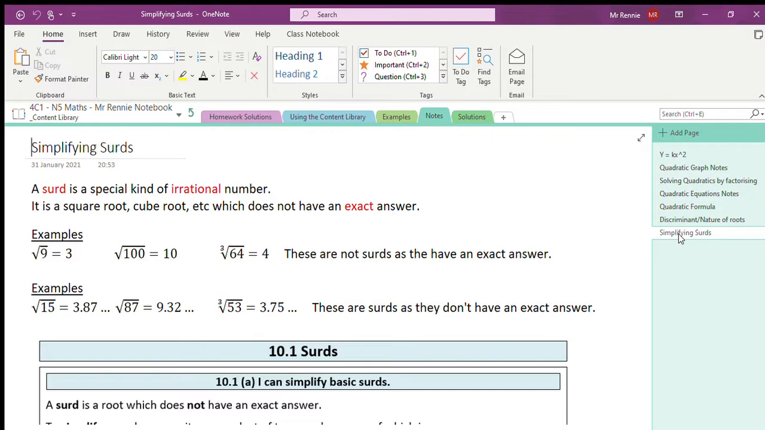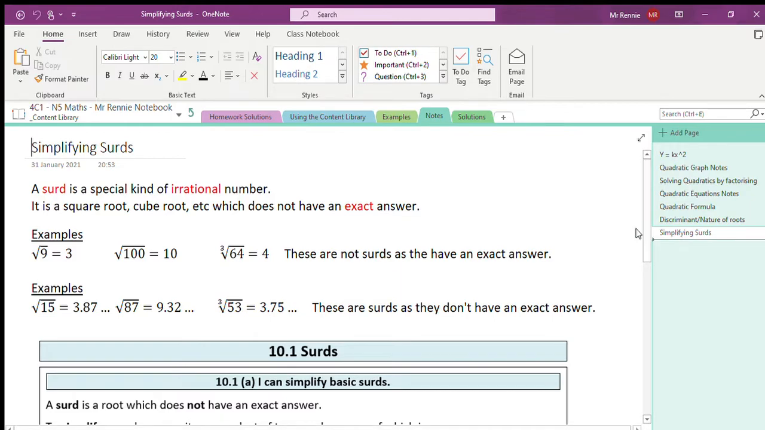If we put them in a calculator, we would have to round to write our answer on a bit of paper. They don't have an exact whole number answer. So that's what surds are. What we want to do though is, if we're given a surd, how can we look to simplify it?